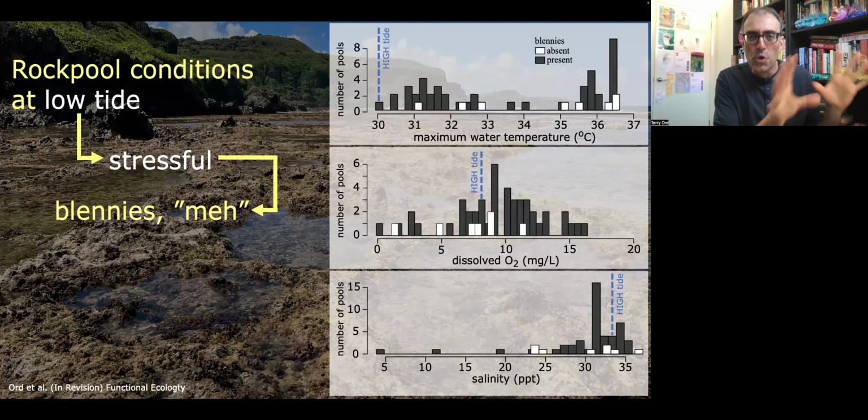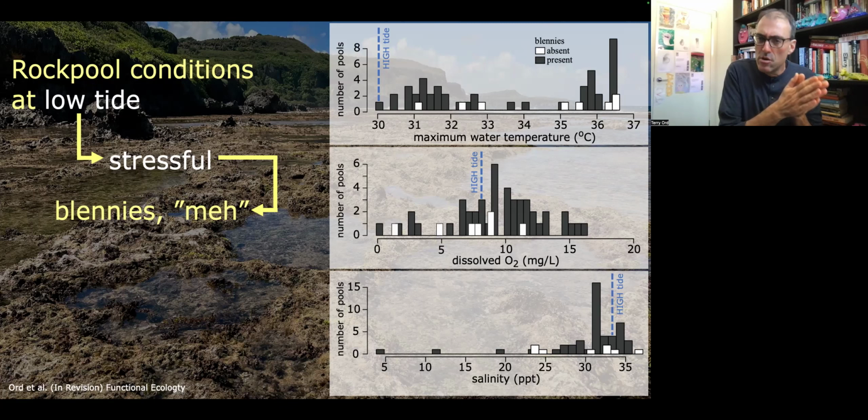If you're not familiar with looking at data plots, this is what we call a histogram. Each one of those bars represents the number of rock pools that fit within that particular environmental range. And the bars are color-coded: dark bars are rock pools that have aquatic and amphibious blennies in them, and the white bars are ones where blennies are completely absent. And you'll see straight away that there is a wide variation of environmental conditions within these rock pools, but blennies are across the board. They are quite tolerant of really extreme changes in temperature.